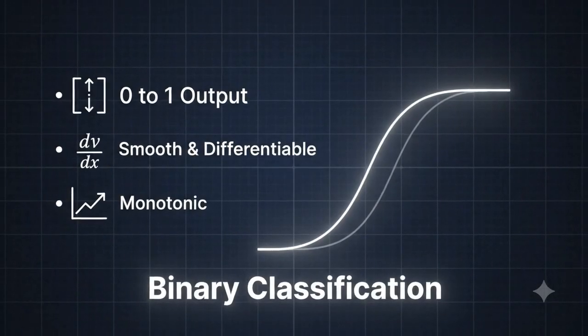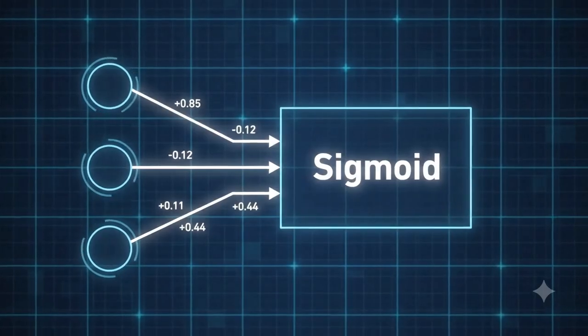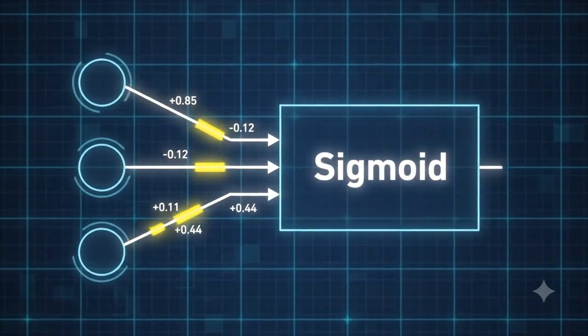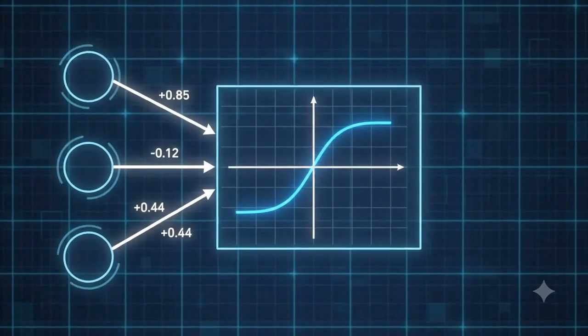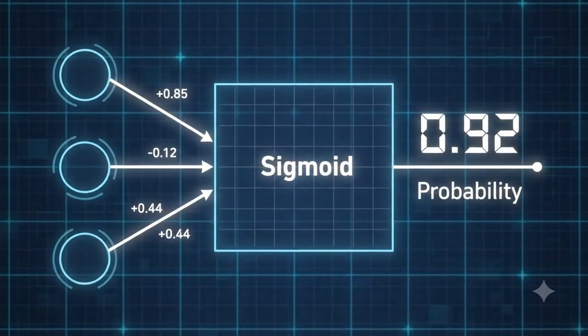Perfect for binary classification. In neural networks, the sigmoid takes the weighted sum from previous neurons and converts it into a value between 0 and 1, like a probability.